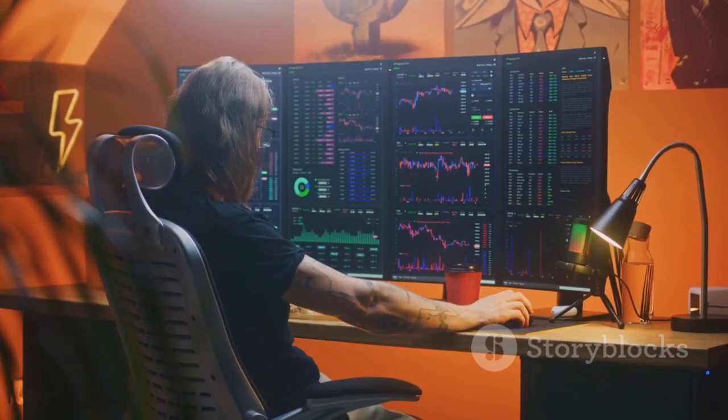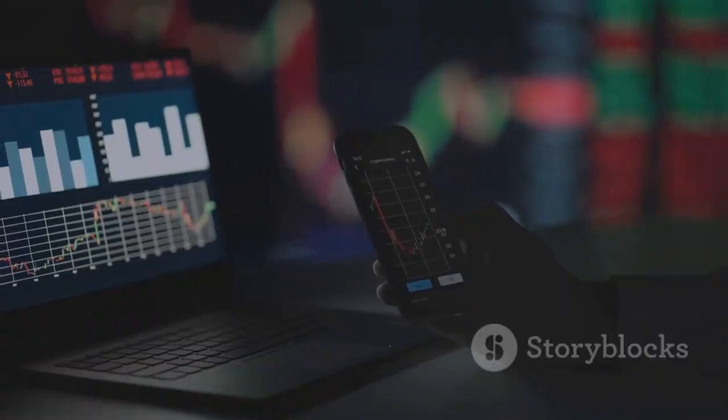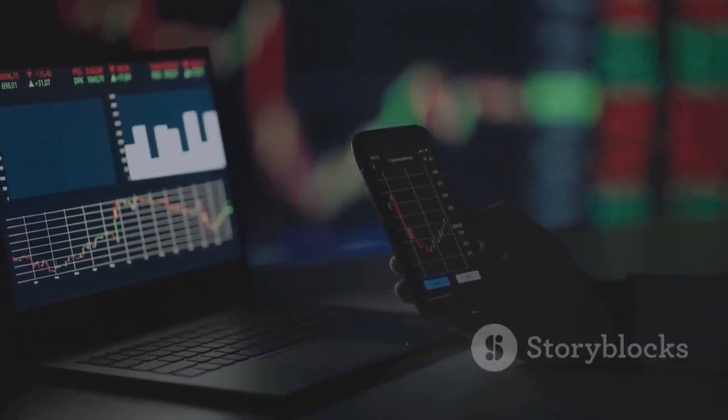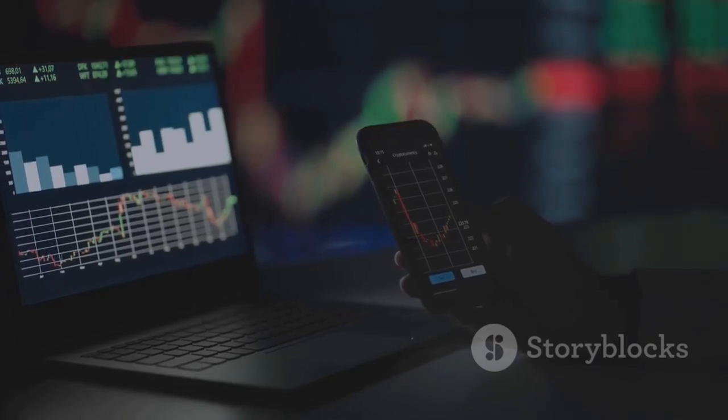Remember, investing involves risk. While ROA is a valuable tool, it's crucial to conduct thorough research and consider your investment goals and risk tolerance before making any decisions.